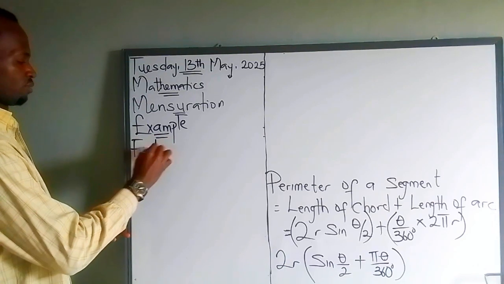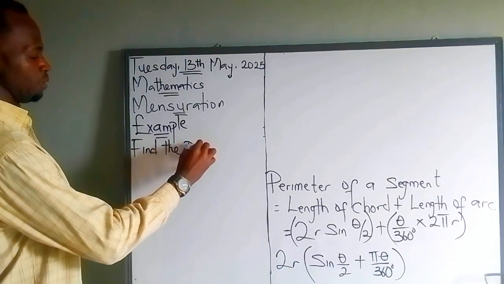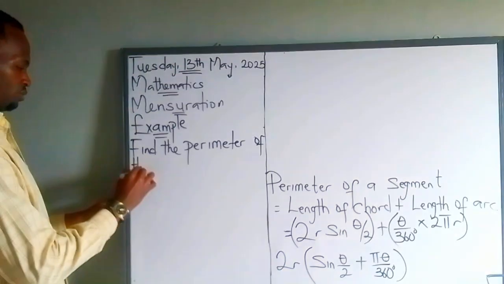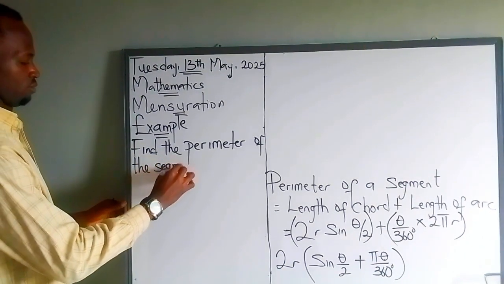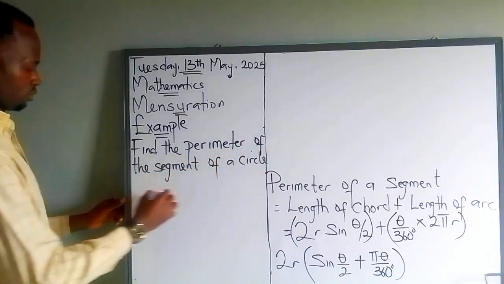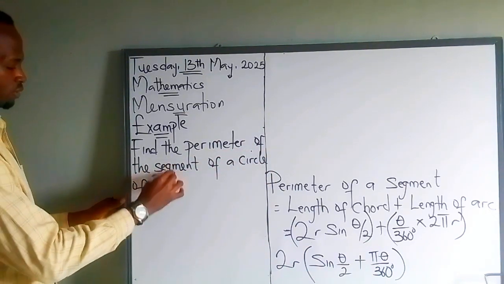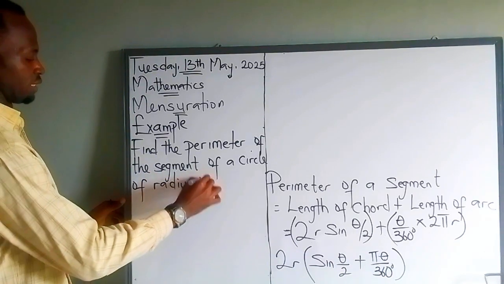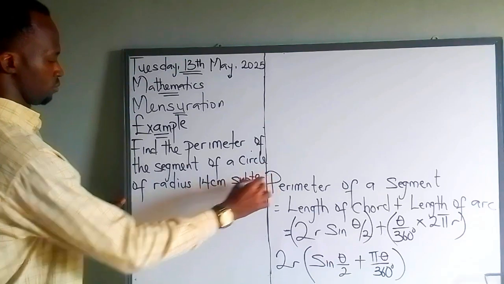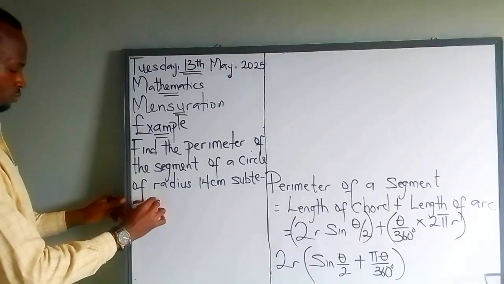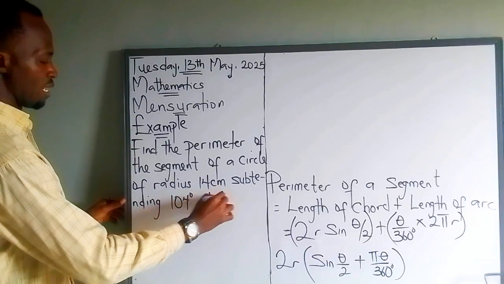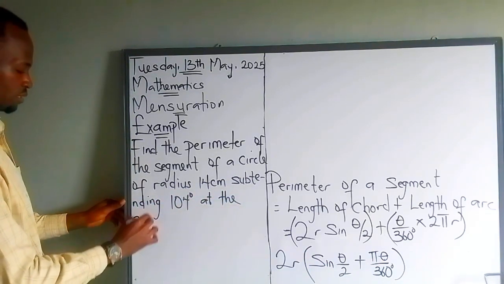Find the perimeter of the segment of a circle of radius 14 centimeters subtending 104 degrees at the center.